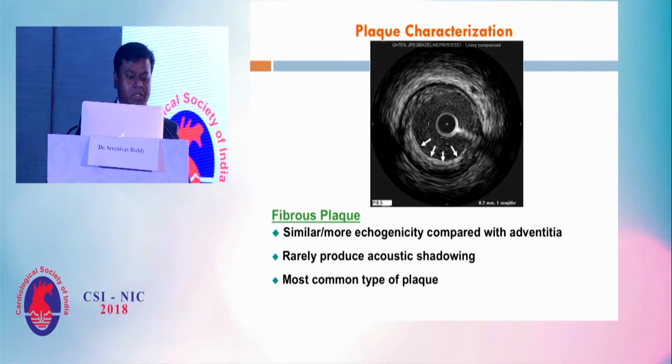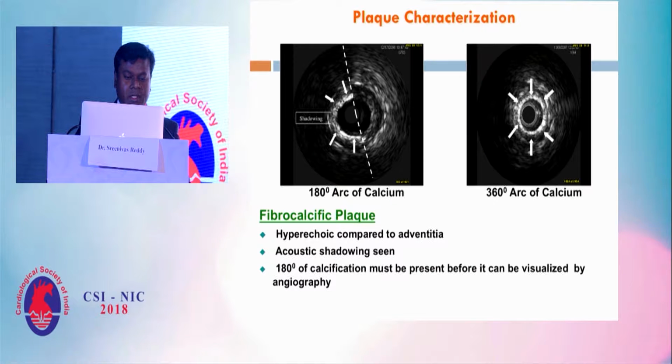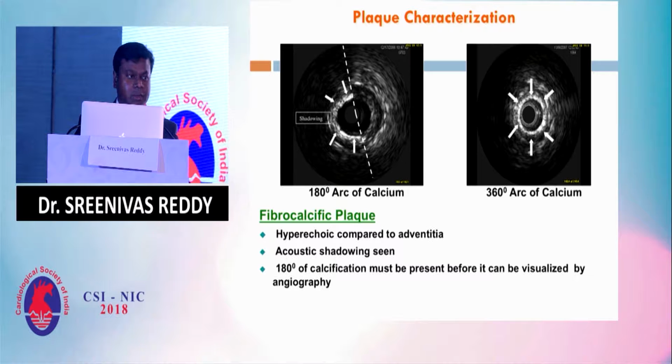Again, the fibrous plaque, its echogenicity is similar to the adventitia, it rarely produces acoustic shading, and this is the most common type of plaque. The other type is the fibrocalcific plaque, which is hyperechoic compared to the adventitia, with acoustic shadowing, and depending on the degree you can quantify the calcification.